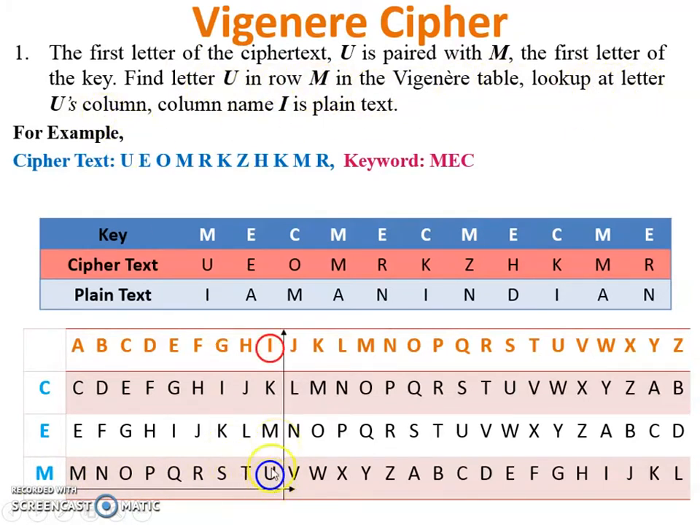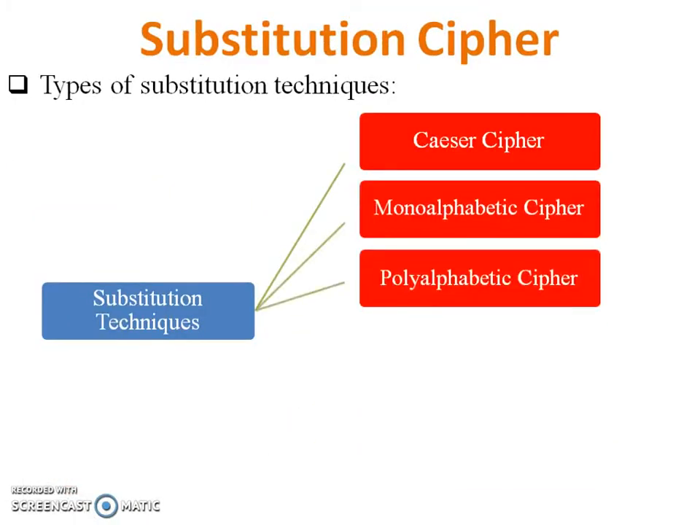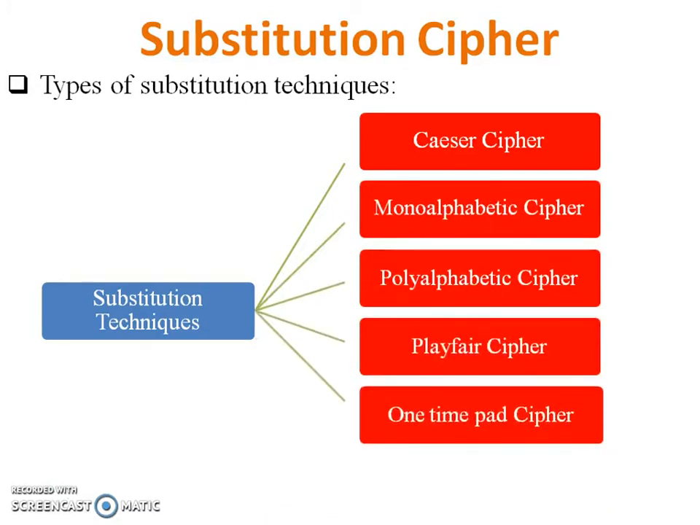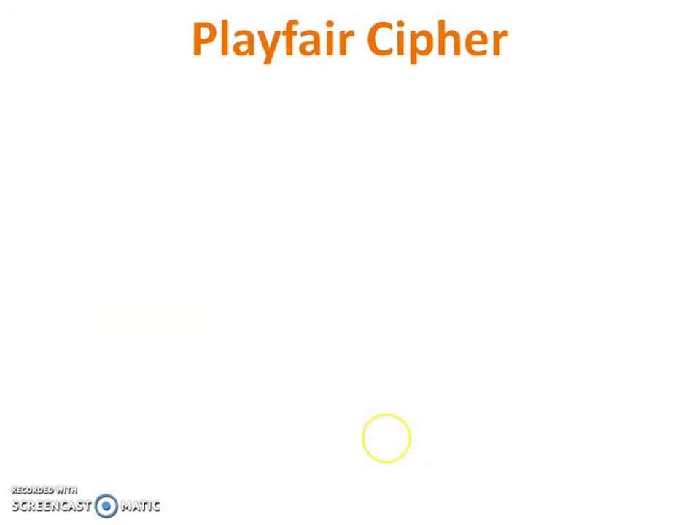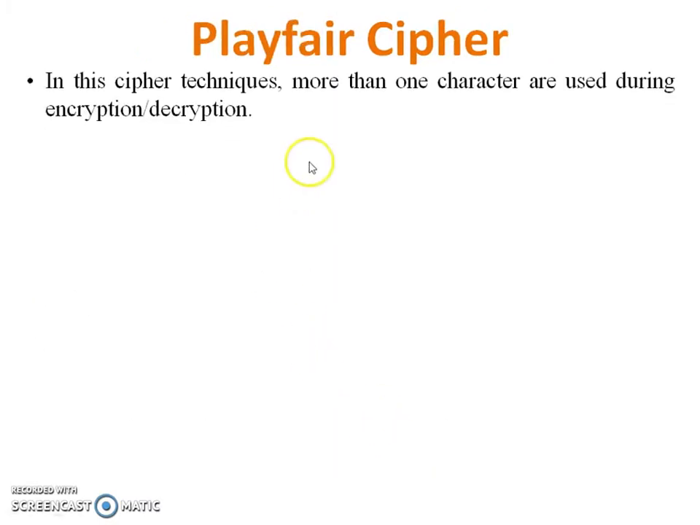Now the decryption process. In decryption, the ciphertext and the keyword are given. Again, the ciphertext length is more than the keyword, so you have to repeat the keyword MEC, MEC, MEC. The first letter of the ciphertext, U, is paired with M. The ciphertext first letter is U and the key is M. Find the letter U in row M.